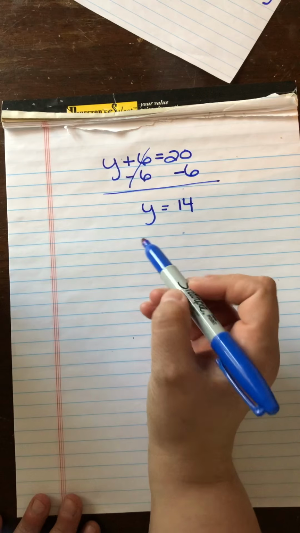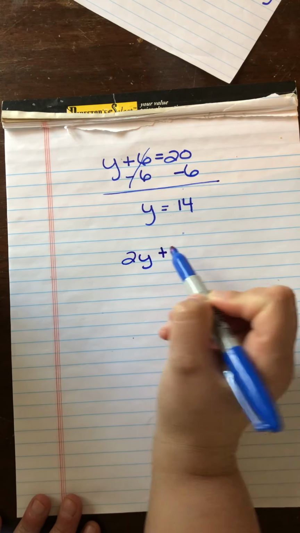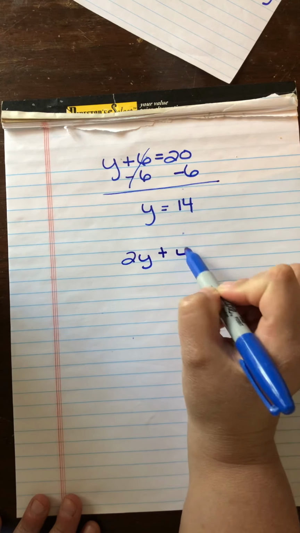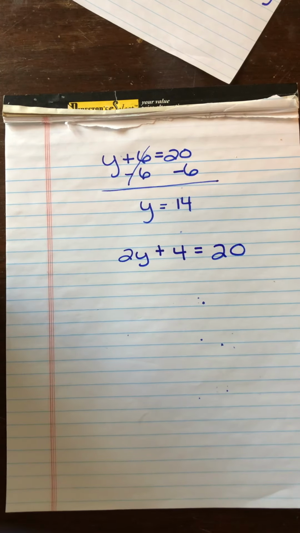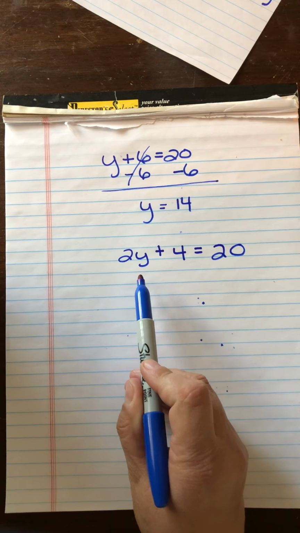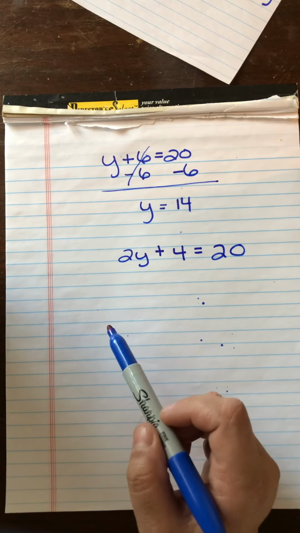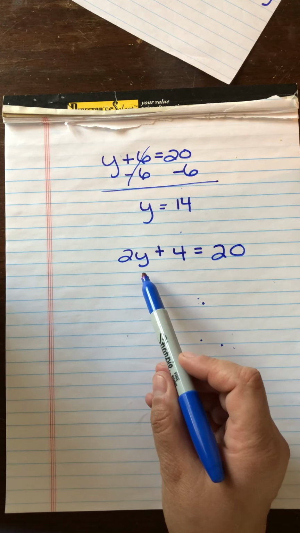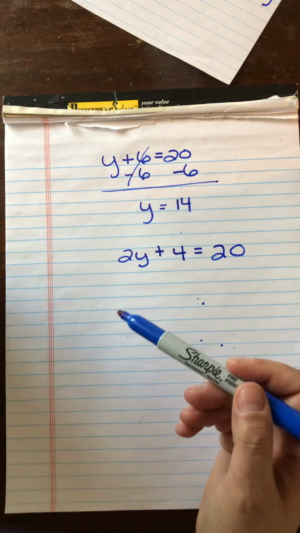For example, if we had 2y plus 4 equals 20. Let's try something like that. This is what we call a two-step equation. Again, we want to get y, our variable, by itself. And we're going to continue to do the inverse operation to get y by itself. We're going to follow those order of operations in reverse.